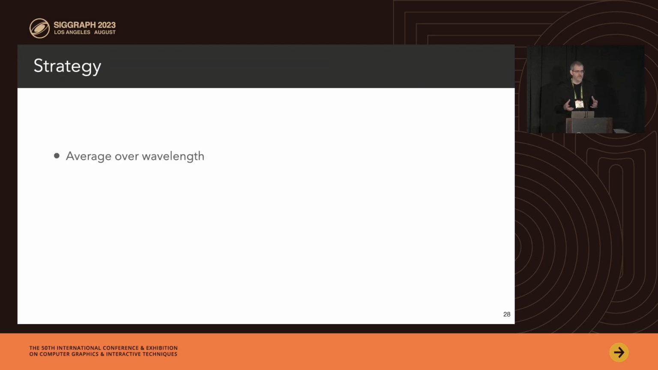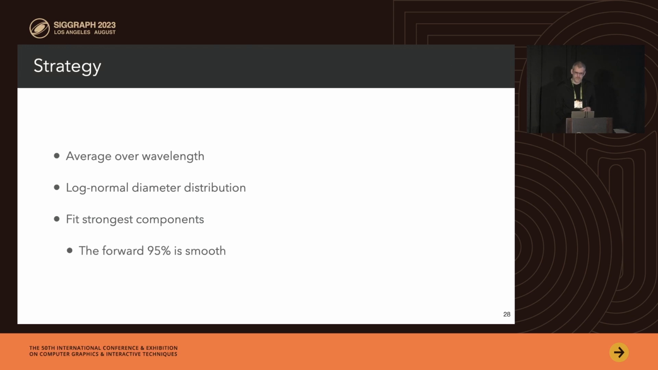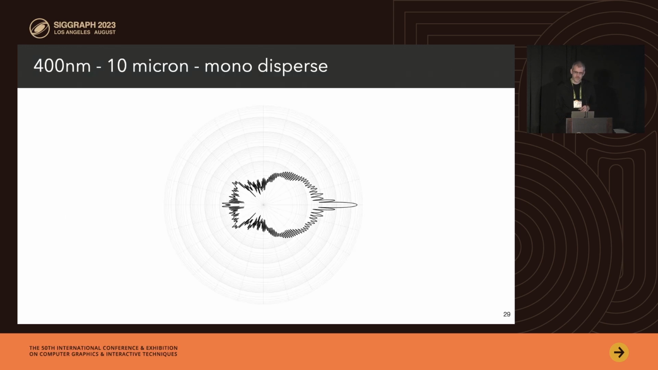Clearly, an analytic approach isn't going to describe all these shapes perfectly. So we first averaged the distributions uniformly over wavelength, and also considered just a log normal variation in the particle size, because not every droplet in the cloud is going to be the same size. And then we'll just fit the strongest components of what's left with some analytic functions and see how close we can get. And hopefully this will work because that 95% of forward energy is the smoothest component.